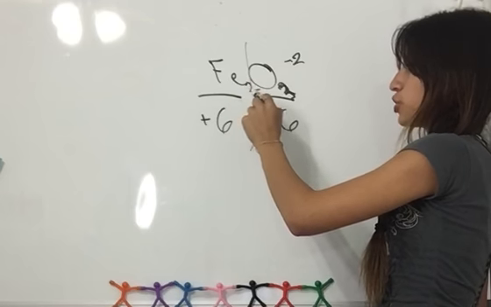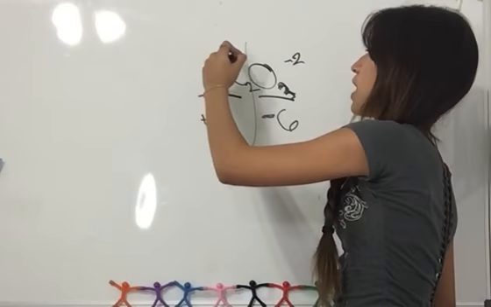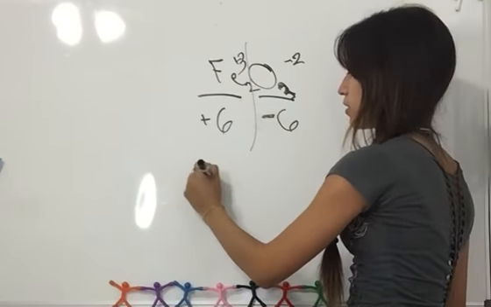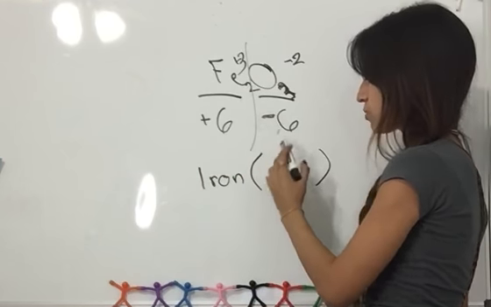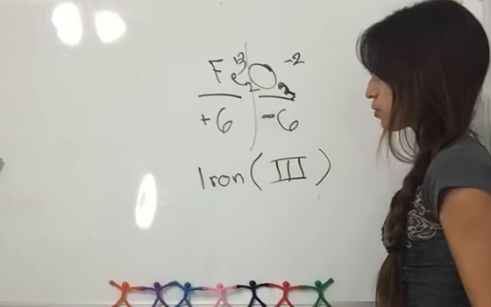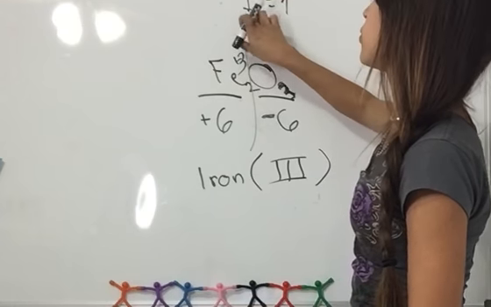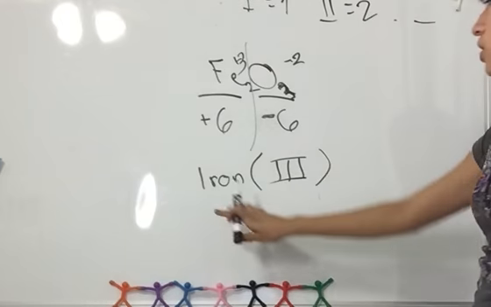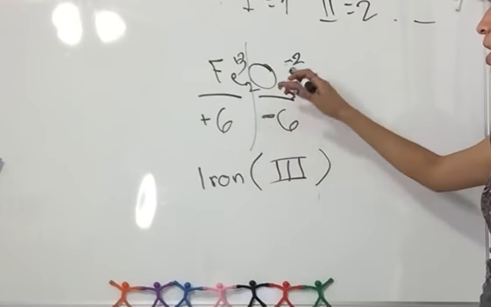What times 2 equals +6? 3. So the charge of this would have to be 3. So when you write it out, you would write iron, and then in parentheses, that's when you write the charge. So 1, 2, 3, charge of 3. In Roman numerals, so like I is the Roman numeral for 1, II is the Roman numeral for 2, and so on. So iron (III), this is the charge, not how many irons there are, and then oxide.